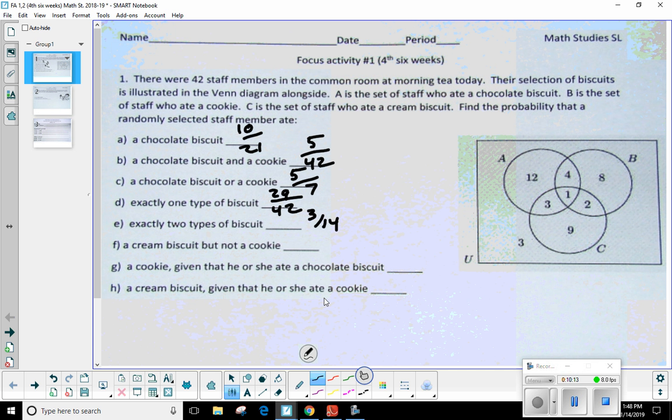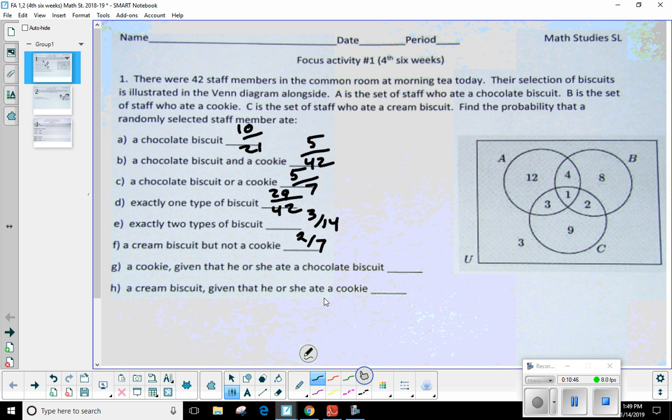All right, now F is the one that I had a question on because here's how I read it. It says a cream biscuit but not a cookie. So the way it was worded, anybody follow what I did? What was my first thought? I was thinking complement, but not a cookie. So I'm thinking everything outside of the cookie, but apparently that was not correct. The answer is 2/7. Okay, that's what I got. I'm not really sure how I got that. Because it says a cream biscuit, but not a cookie.